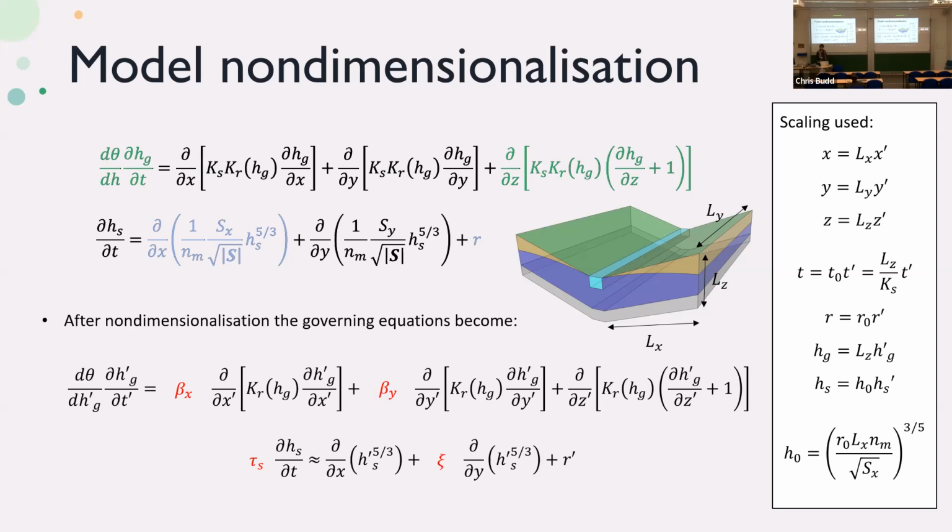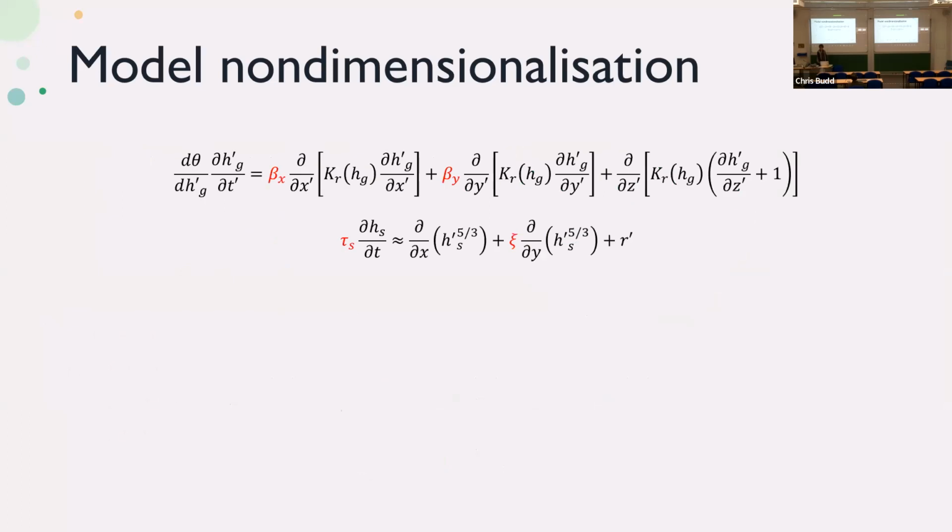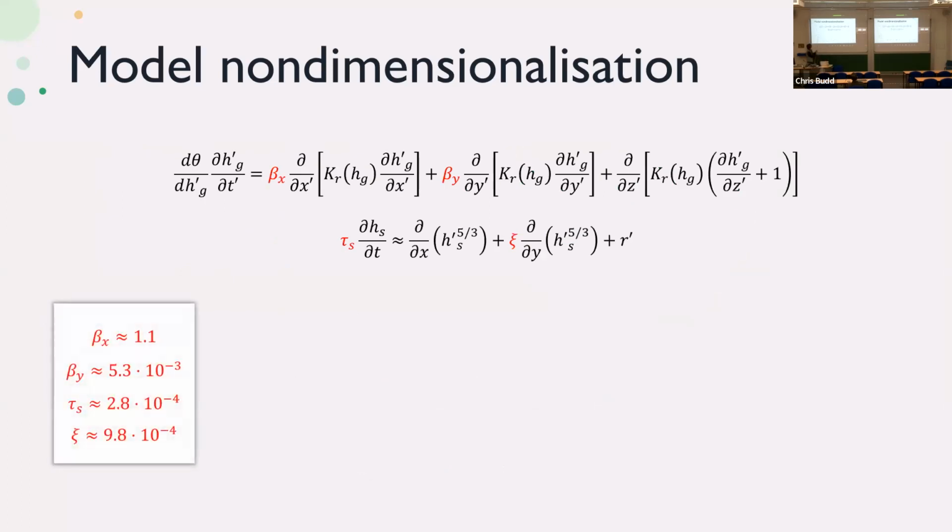And thanks to the fact that we have this table available for all the catchments of all the typical parameters representing them, we can find what are the typical values of these dimensionless parameters beta x, beta y, tau s, and xi. And these are the following. And we can learn 2 very important things from these parameters, from their typical sizes.